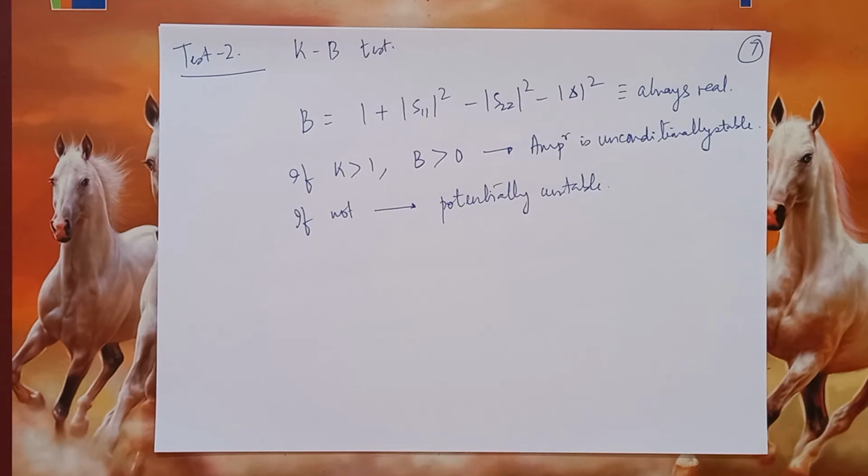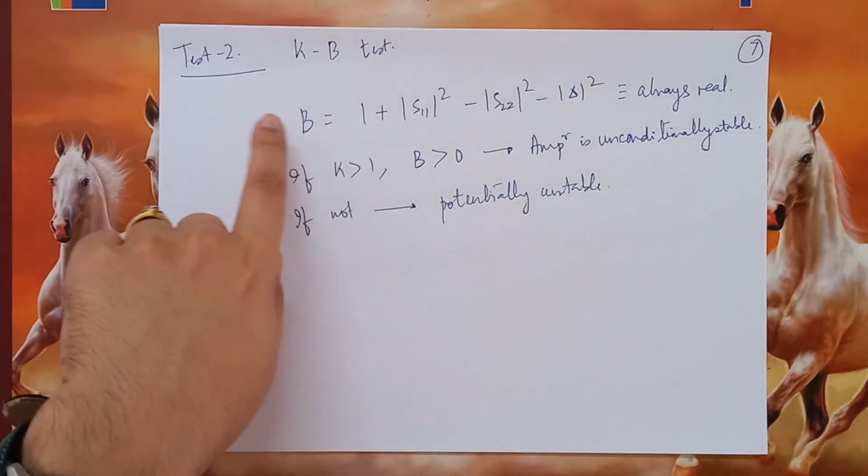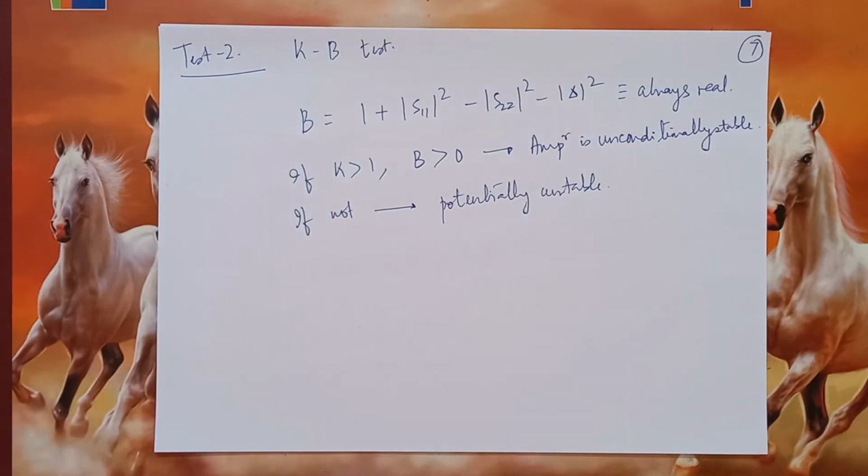So if you do those tests and the amplifier passes that test, you say that it is unconditionally stable. You can freely go ahead and use whatever source or load impedance that you want. Of course, these tests are valid for non-unilateral devices. Why? Because these quantities depend on S12 also.